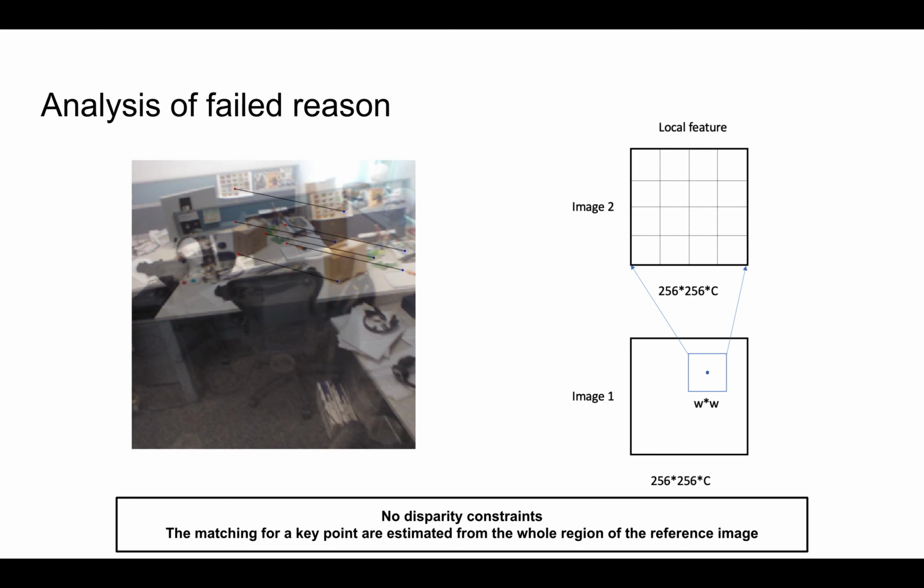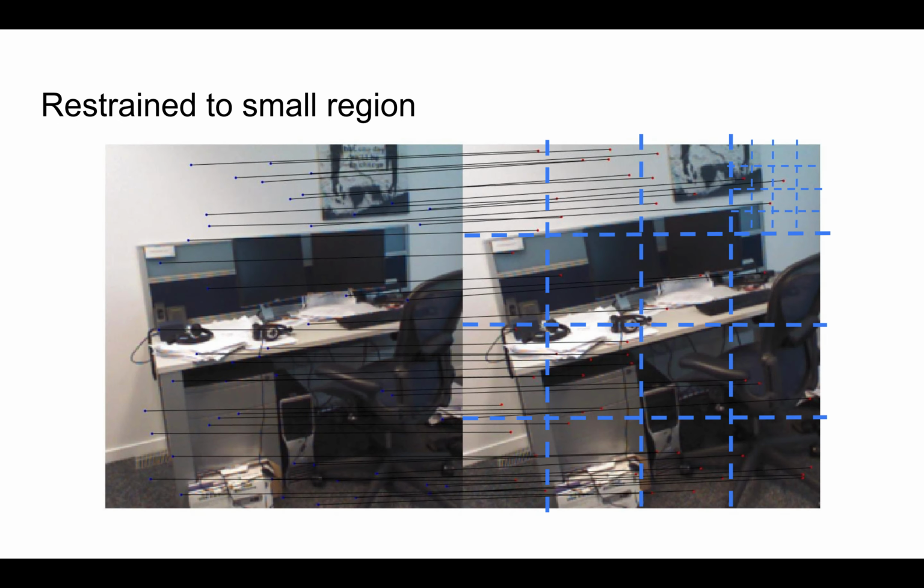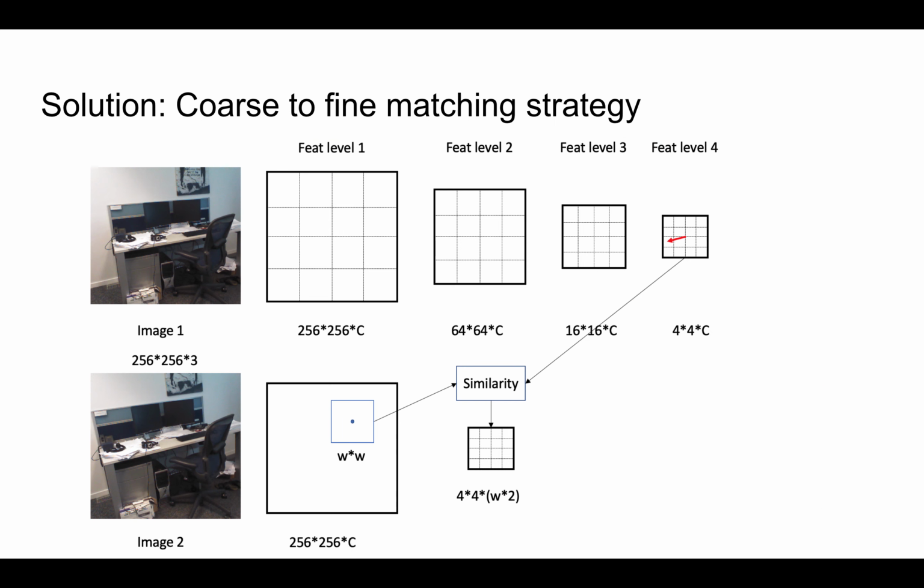The reason for this is that in this matching method, there are no disparity constraints. Basically, the matching for key points is estimated from the whole region of the reference images, which is very hard to find. We did an experiment to restrain the matching to a small region on the reference images, which can be matched much better. So the idea is to first constrain the matching to a small region, and then we came up with a coarse to fine matching strategy.